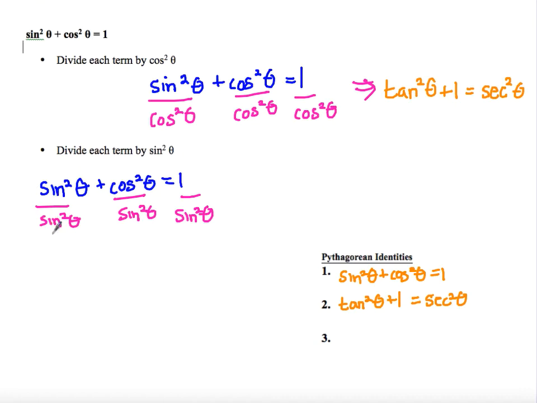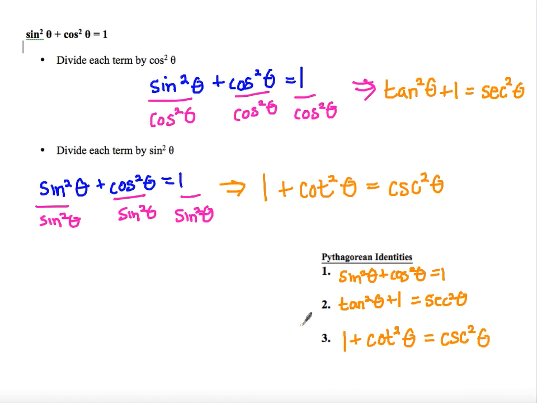When I do that division, sine squared over sine squared is going to give me 1. Cosine squared over sine squared is going to be the cotangent squared. And 1 over the sine squared is going to be the cosecant squared. That's my third trigonometric identity for our Pythagorean identities.